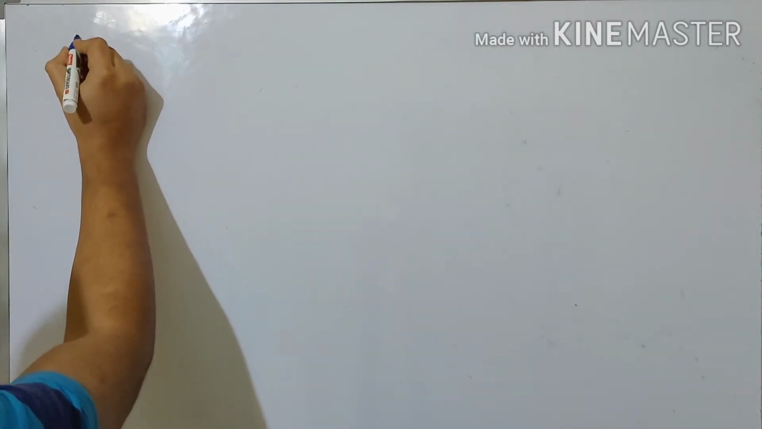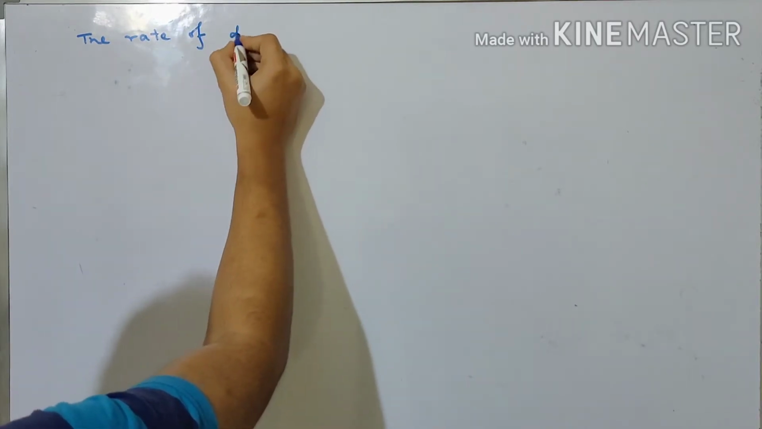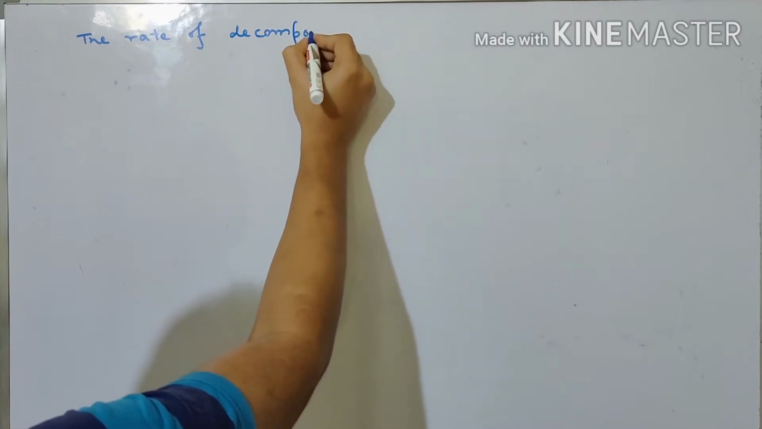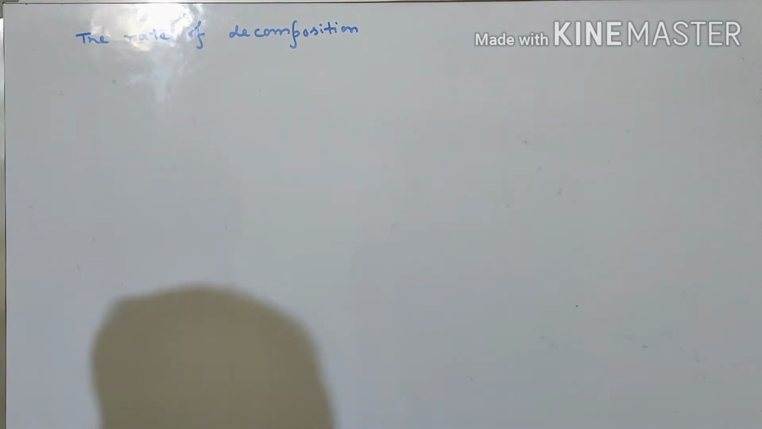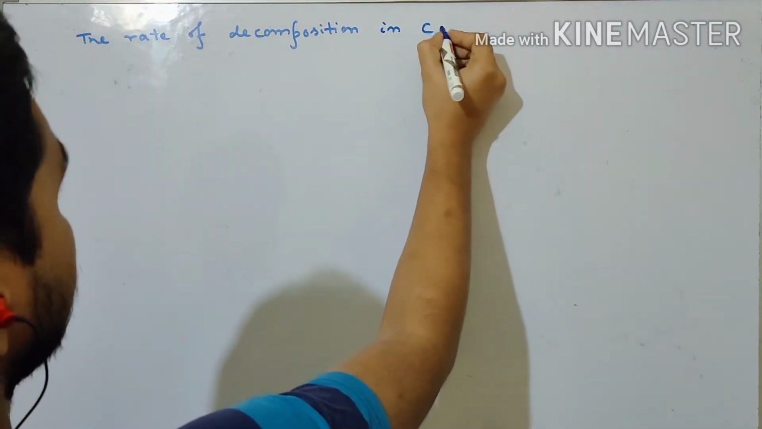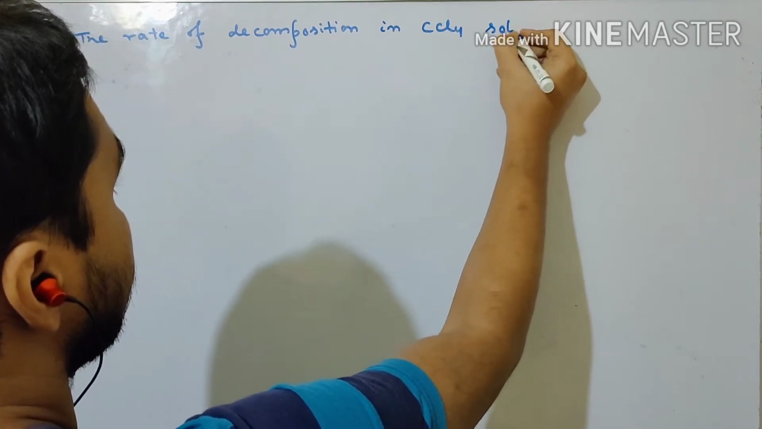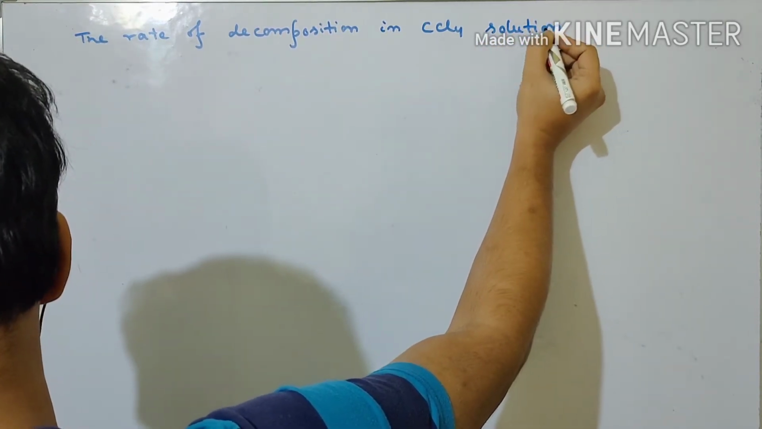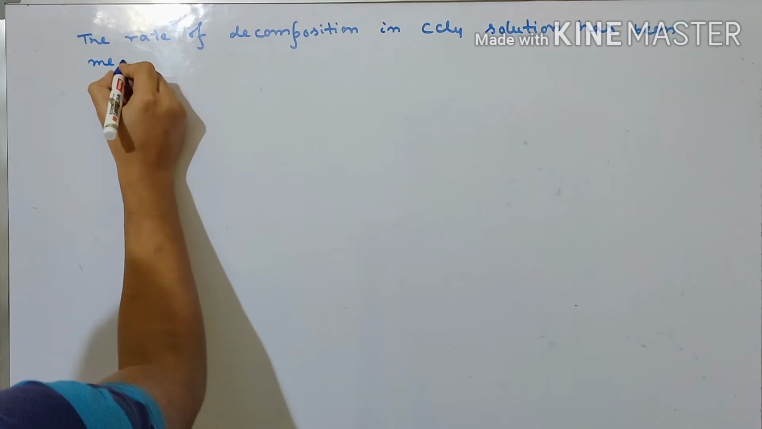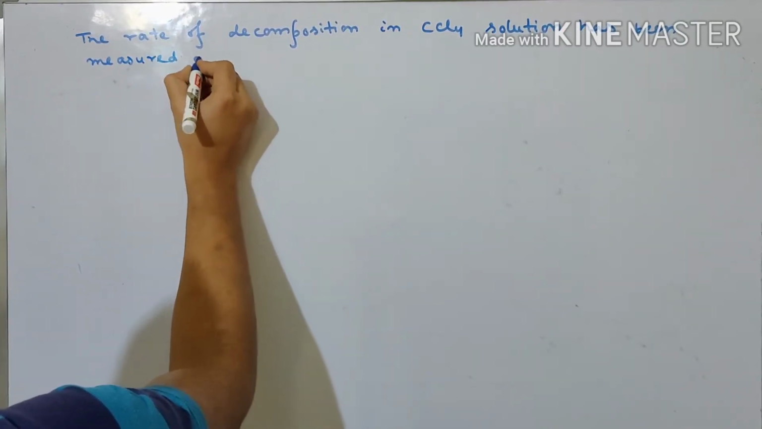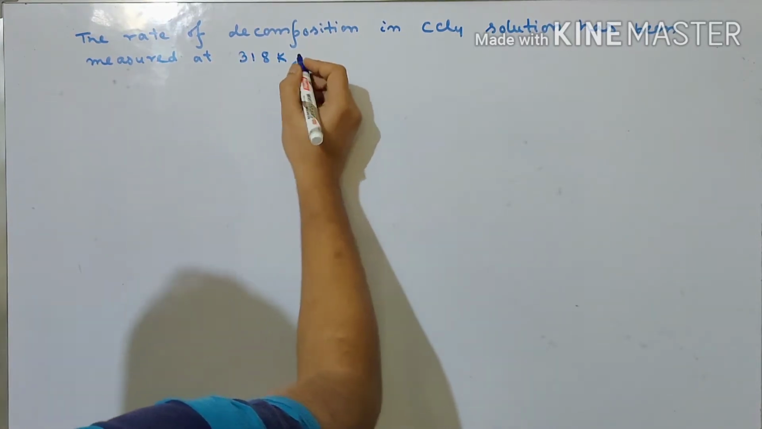The question is: the rate of decomposition in CCl4 solution has been measured at 318 Kelvin, and the following results were obtained.